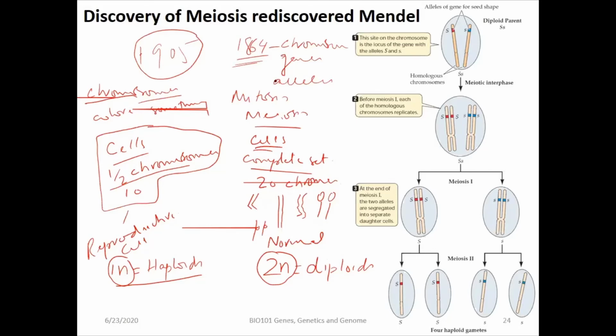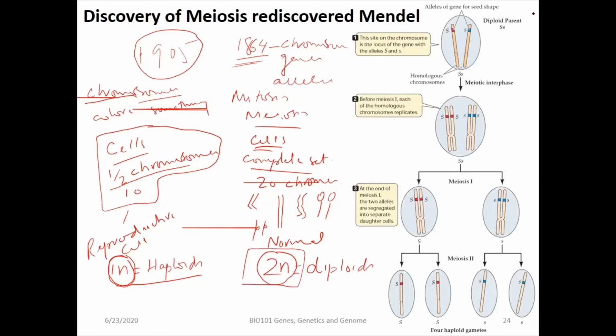And you know what is happening? They said this is happening. In meiosis, only half of the chromosomes are going. Let's say this is the diploid parent, this is this cell.